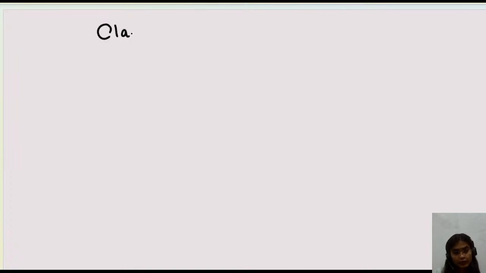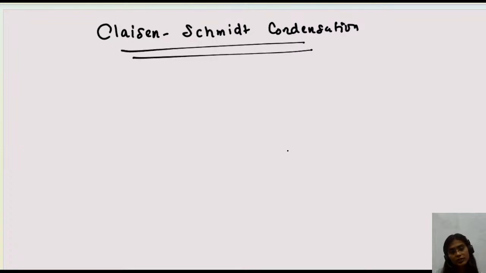It is going to be the Claisen-Schmidt condensation. Basically, it's a kind of aldol condensation, but what is the difference here? In this case, we are going to use a special kind of product. Let's see which kind of special product I am talking about, and let's start with how it is going to work.